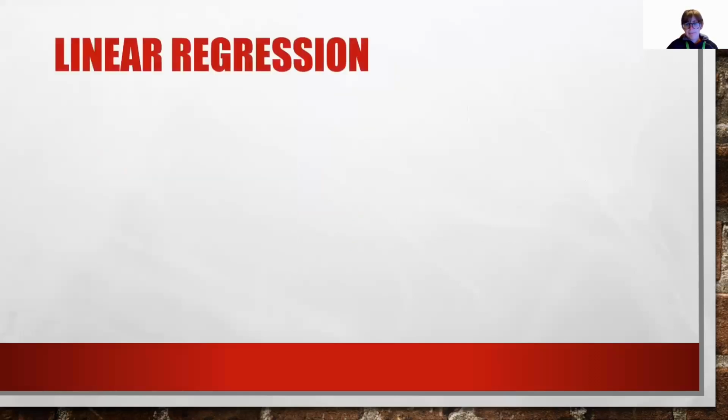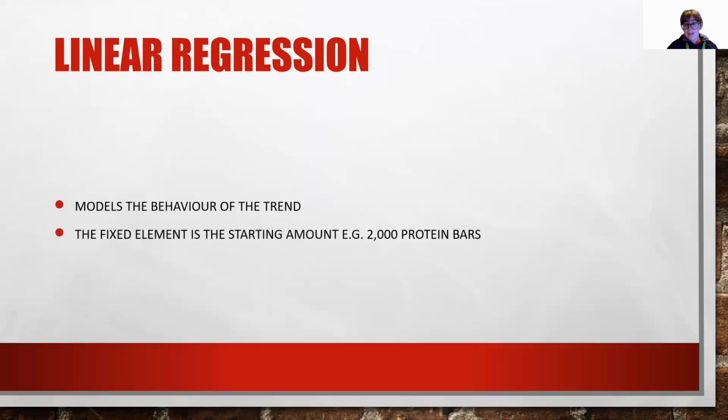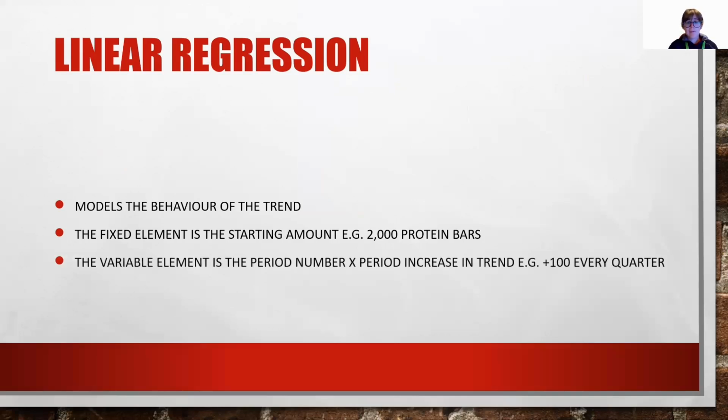Linear regression then. Well, this models the behavior of the trend, and the fixed element is the starting amount. So for example, I've got 2,000 protein bars. That is what I am starting with. The variable element is the period number by the period increase in the trend. Perhaps every quarter I expect to receive an extra 100. So next quarter, I change that to say 2,100.